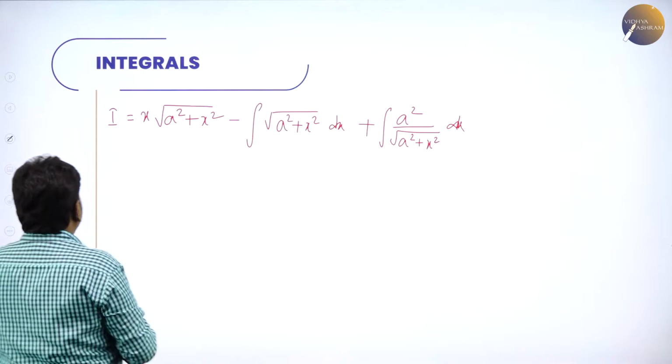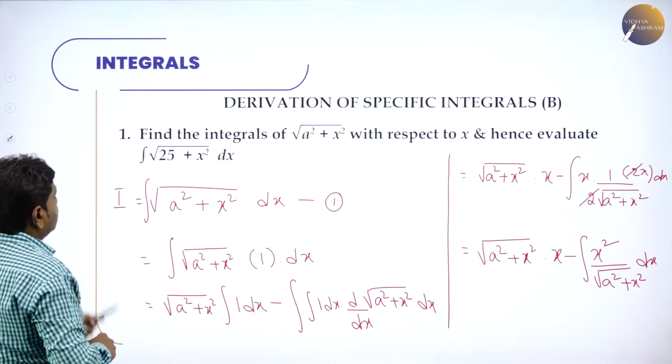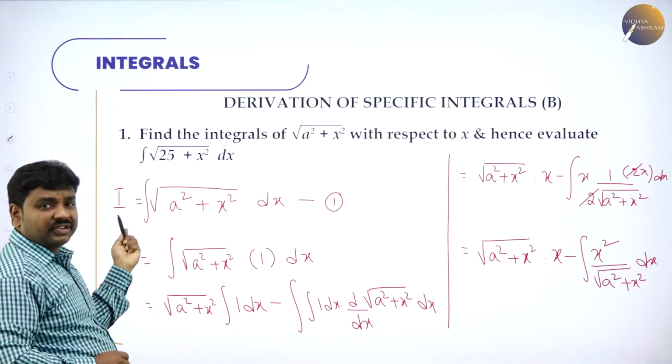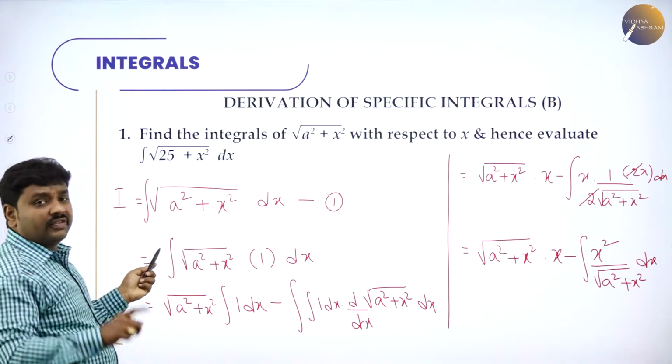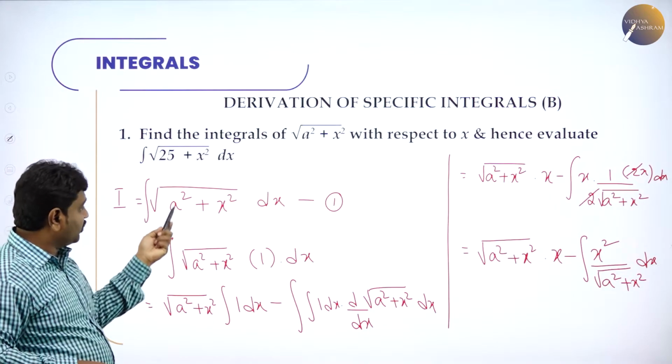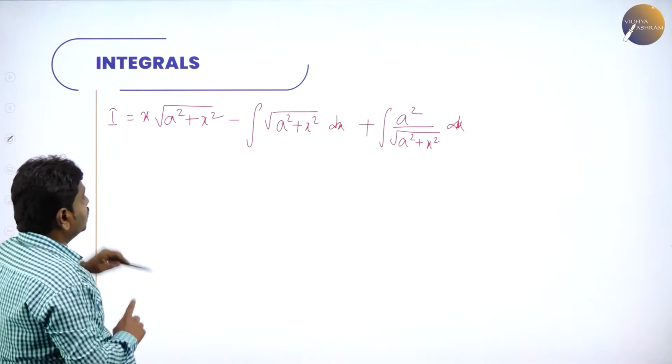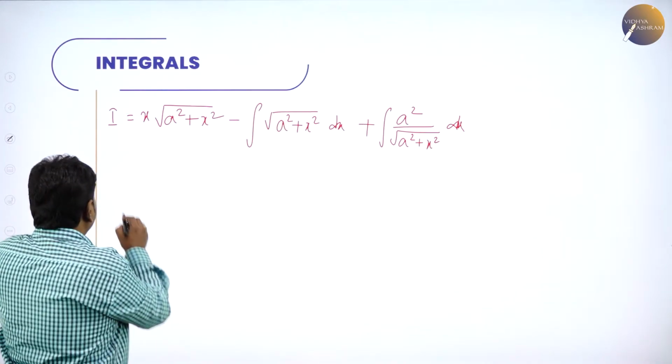So now we observe this. If you go back to the first slide, so integration of root of a square plus x square dx is I. This is the given problem. Given problem, I took it as I. Wherever we get integral of root of a square plus x square dx, I can call it as what? I. Same thing, I'll do it here. So this is I. So now that's a given problem.